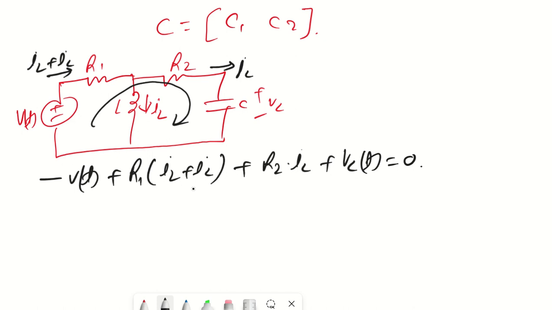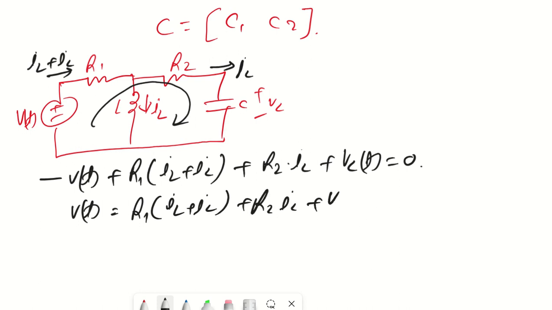If you want, we can solve it like this. This equation can be written with V of t on the right side, so it becomes positive, and all the other terms become negative. So I can write it down: V of t is equal to R1 times IL plus IC, plus R2 times IC, plus VC of t.